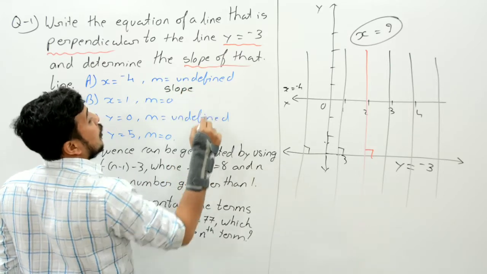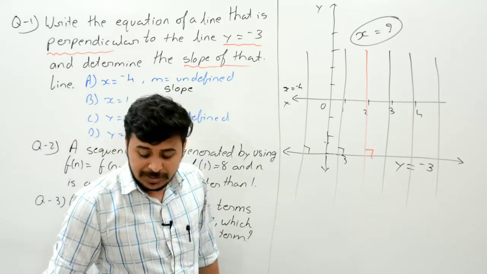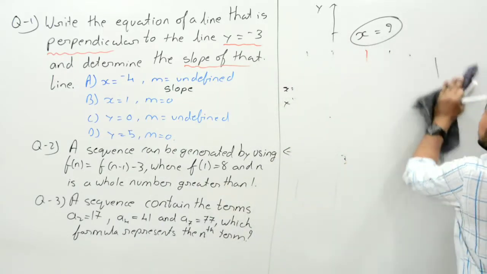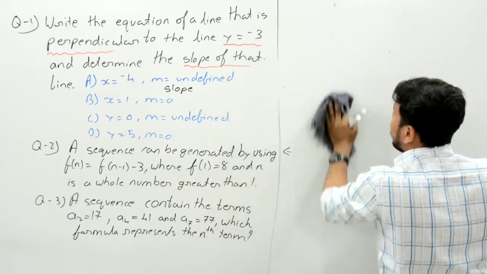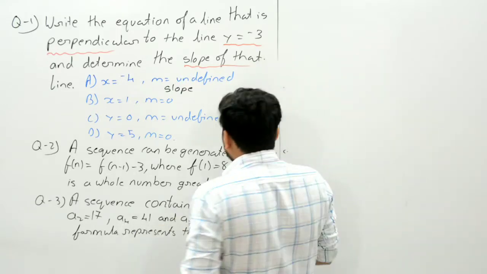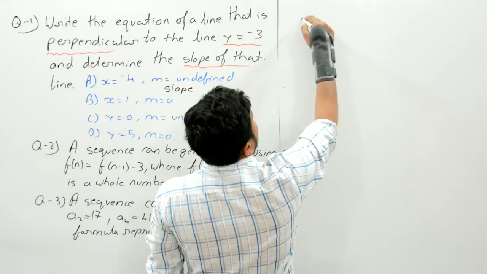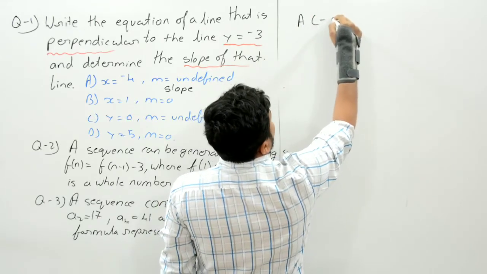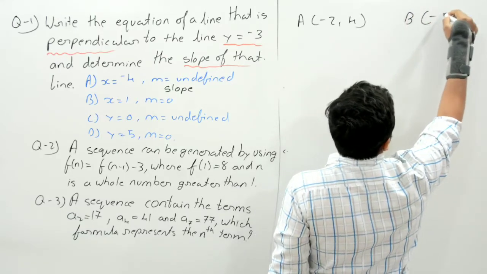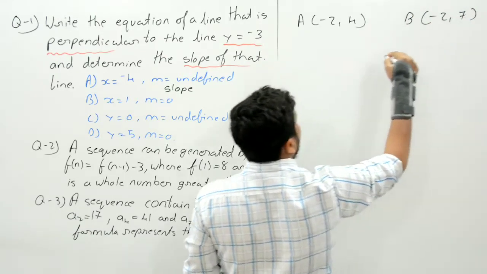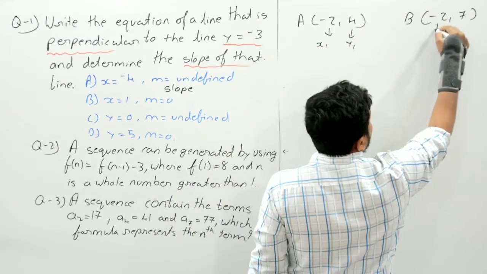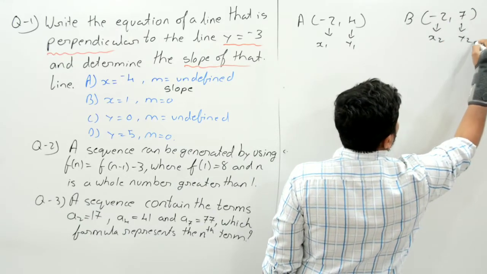What do we mean by the slope of a line? Slope of a line means: take any 2 points on the line. Suppose there is a point A with coordinates minus 2 comma 4, and another point with coordinates minus 2 comma 7. Taking the first as x1, y1, and this as the x2 coordinate and this one as the y2 coordinate.